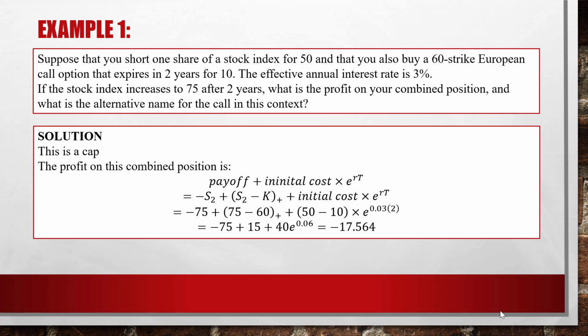So first, the stock index increases to $75 after 2 years. That means S_T at time 2 should be 75, and the strike here is 60. The initial cost is 50 minus 10, which is 40. So just plug all of these numbers into the equation. We get negative 17.564. That is the profit on this combined position.